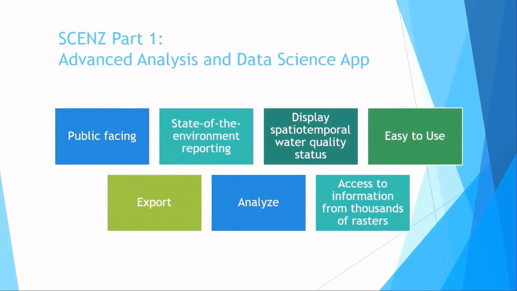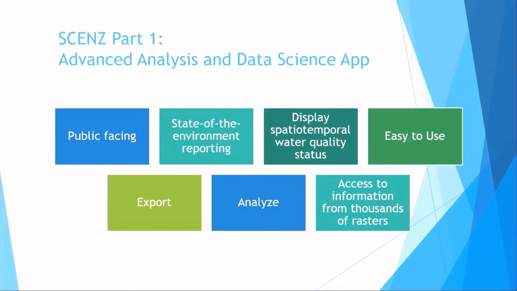Now, let me first explain where this app has come from. The project required a public-facing app, a web app that can be used by councils and others for reporting on the state of the environment. Essentially, we needed a tool which would be able to make large volumes of raster data available in a timely manner. And besides being able to display spatio-temporal water quality data, there was also a need to analyze data in the app, as well as being able to export data for analysis using external processes. This would turn data into useful information for scientists, resource managers, and other interested parties.